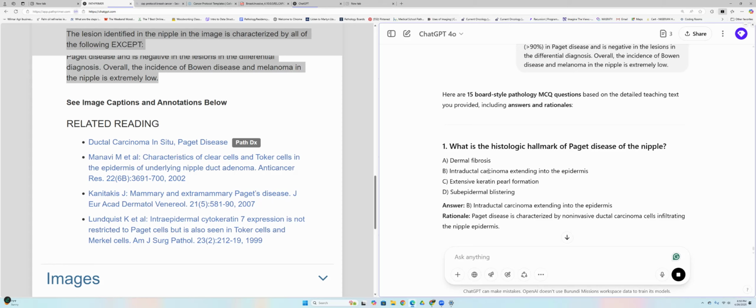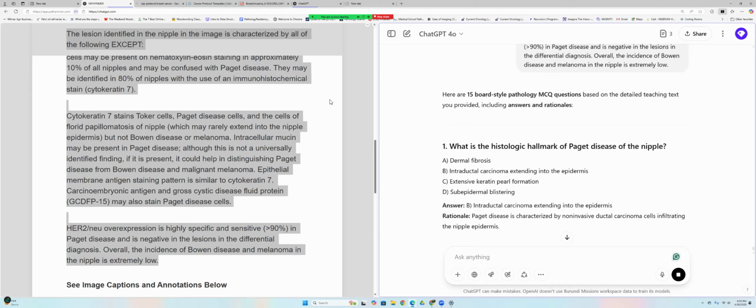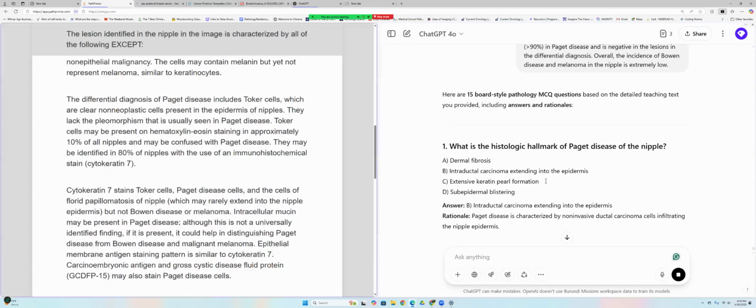What is the histological hallmark of Paget disease of the nipple? The doctor cannot attend the PM. It's not clear. I hope it's okay. Okay, let's continue. It's not scrolling, but let's wait a few more seconds. It will scroll.